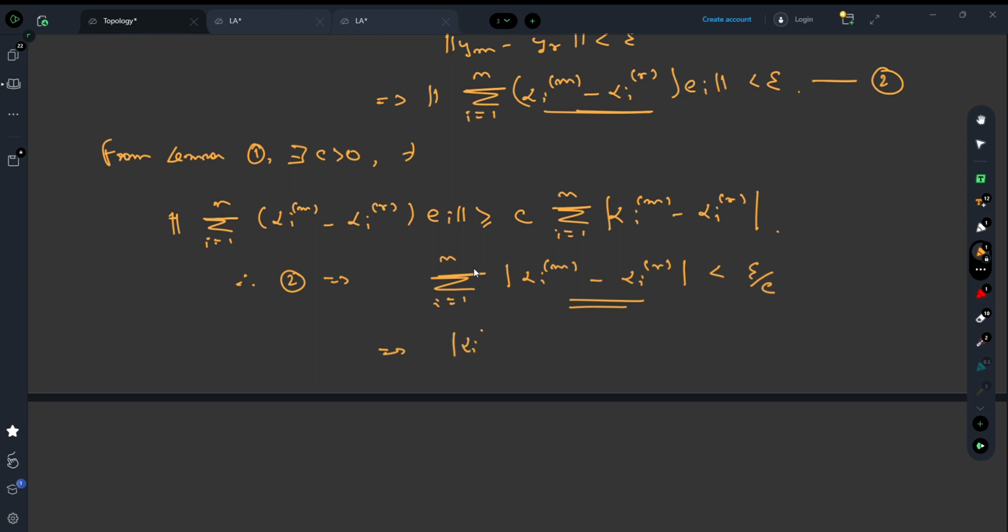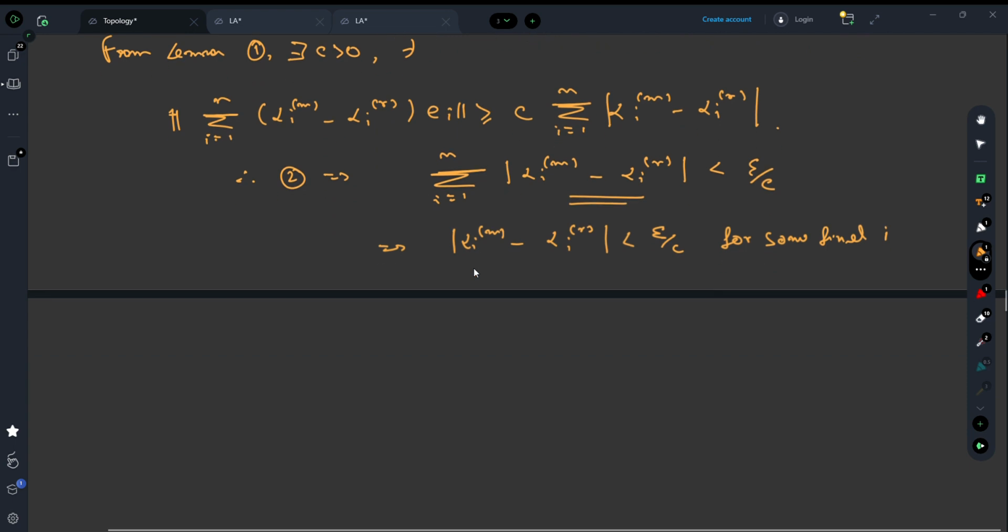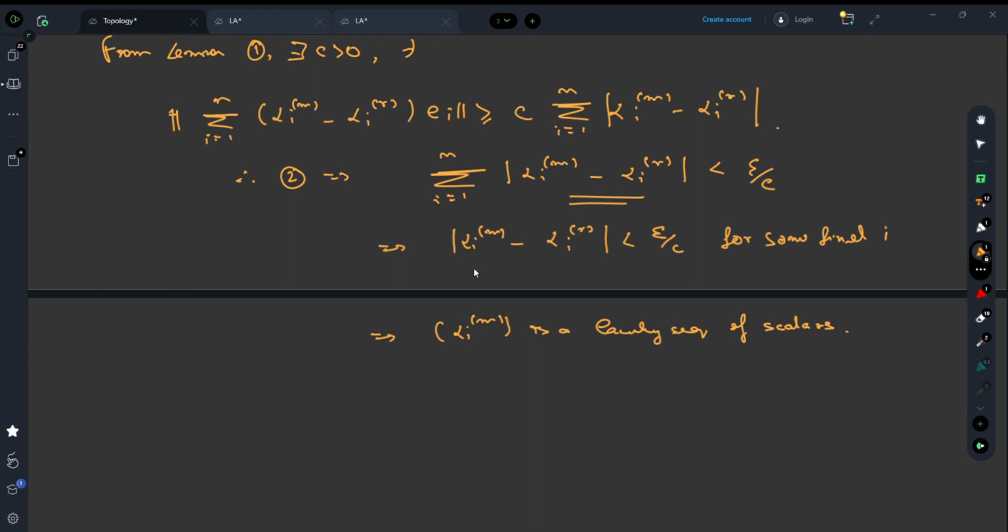But each of these are non-negative terms, right? So we can just talk about this inequality for a single term, for some fixed i. This implies that the modulus of alpha_im minus alpha_ir is less than epsilon by C for some fixed i. Obviously, the range of i is 1 to n. But this immediately implies that alpha_im is a Cauchy sequence of scalars.